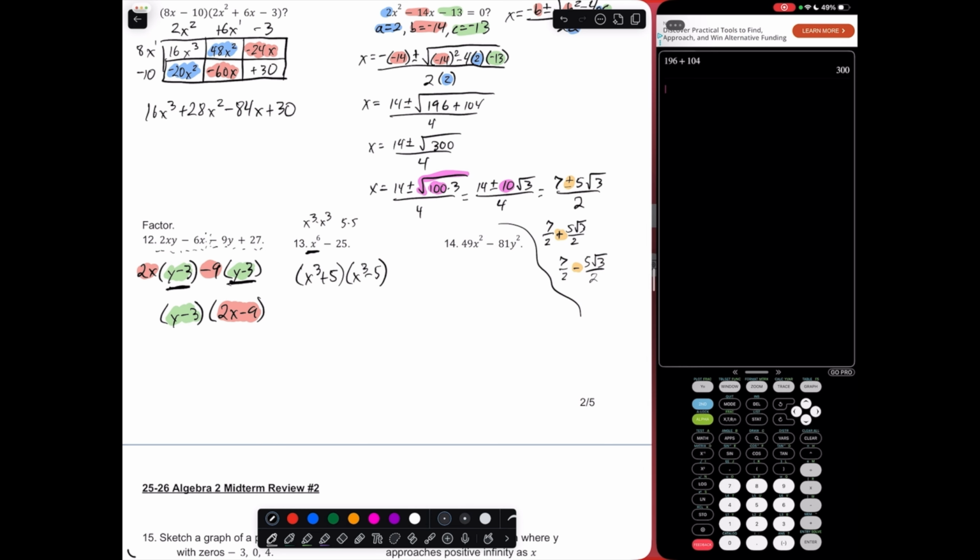All right, same thing in the second one. 49x squared is 7x times 7x. 81y squared is 9y times 9y. So quite simply, we get 7x plus 9y times 7x minus 9y. Once again, if you are ever unsure, distribute everything back out and make sure it checks out.